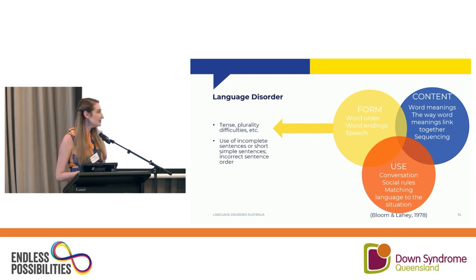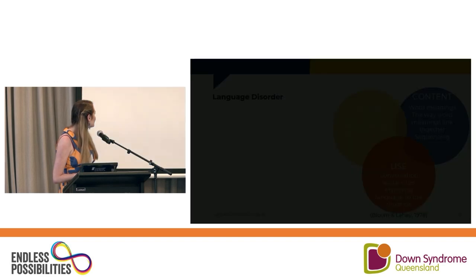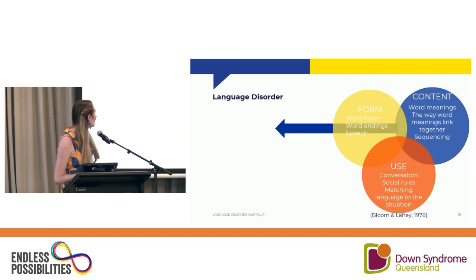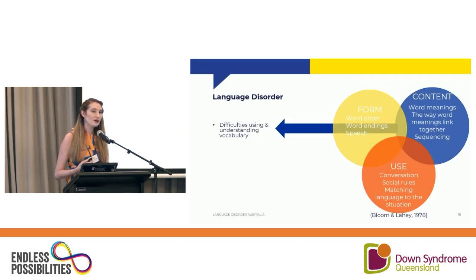Now, looking at content next. So looking at content, this is where we would see those vocabulary difficulties coming into play. So that could look like misunderstanding certain words or misusing certain words. Those words that have multiple meanings, some of these kids don't necessarily discern between the meanings of those words.